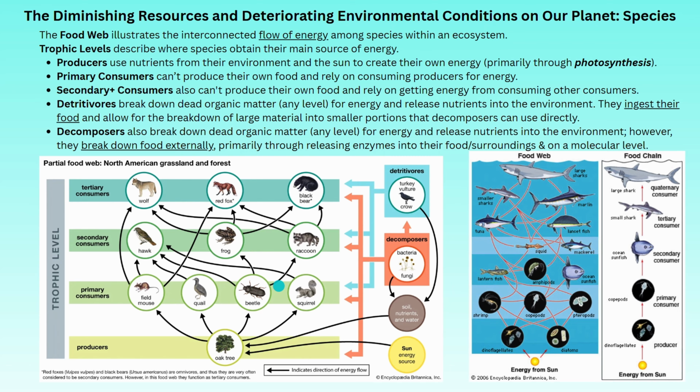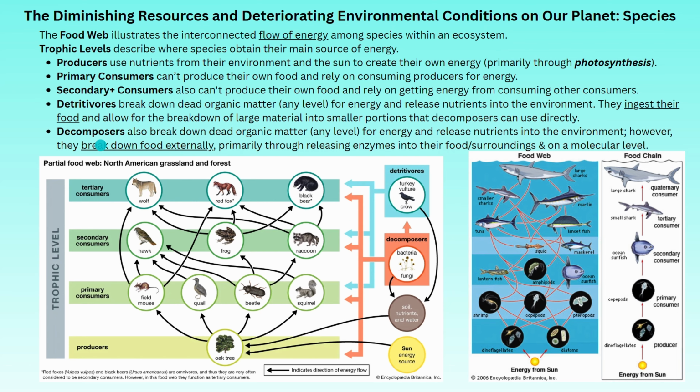And then the third, and arguably the most important, are known as detritivores and decomposers, both of which break down organic material and release nutrients into the environment. The difference is how they actually go about breaking down the material and at what scale and what size. So detritivores ingest their food just like you and I. We put food inside of our body and break down these materials into smaller portions that decomposers can directly use, or sometimes other levels can also directly use.